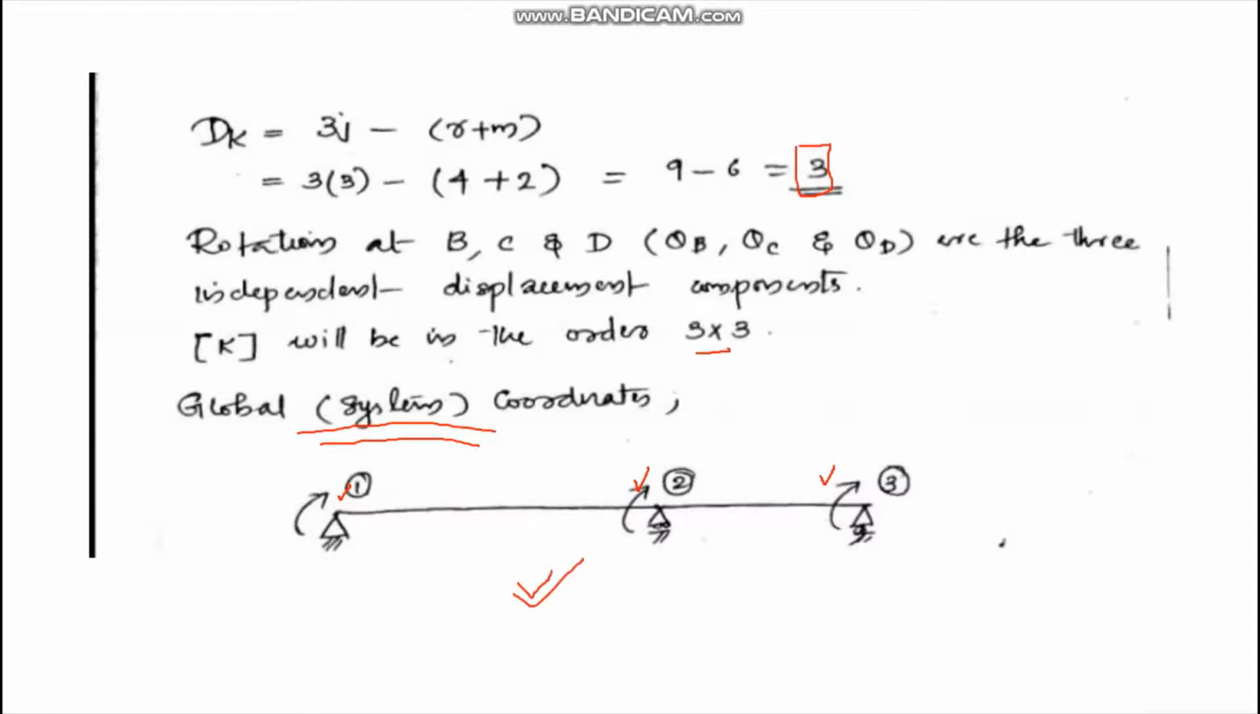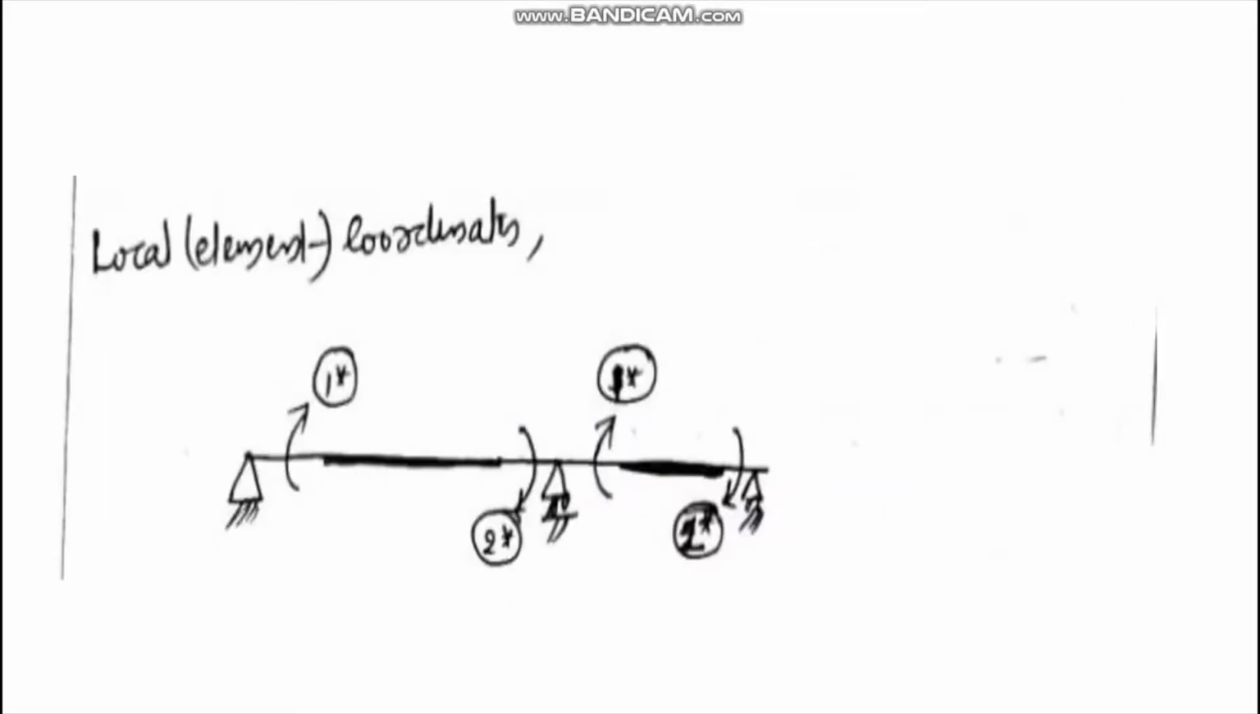After drawing the global or system coordinates, the next step is to draw the local or element coordinates. For the beam B, C and D, mark the coordinates in the clockwise direction. That is, for BC 1 star, 2 star, and for CD 1 star, 2 star.